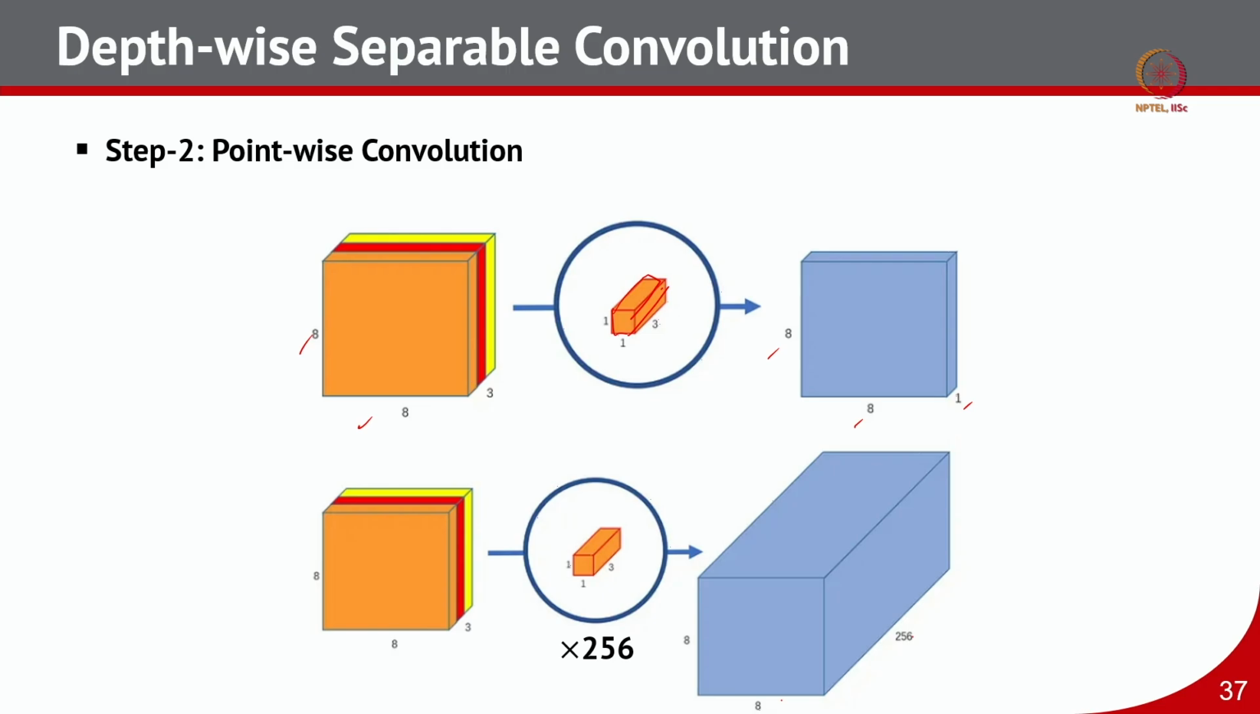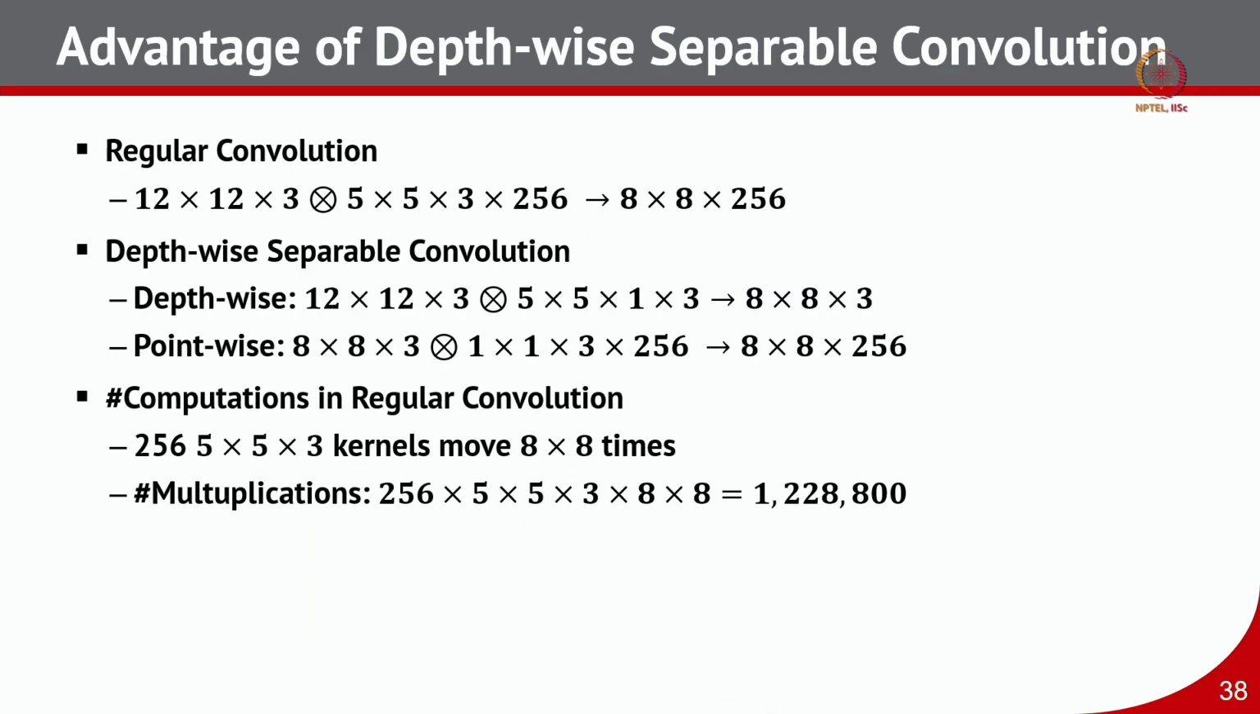Now, let us see what the advantage is. To understand the advantage of depthwise separable convolution, we need to know how many multiplications are happening in both regular convolution and depthwise separable convolution. Just a quick recap: in regular convolution, if we have a 12 by 12 by 3 image convolved with 5 by 5 by 3 filters, 256 of them, then we get an output of 8 by 8 by 256, right.